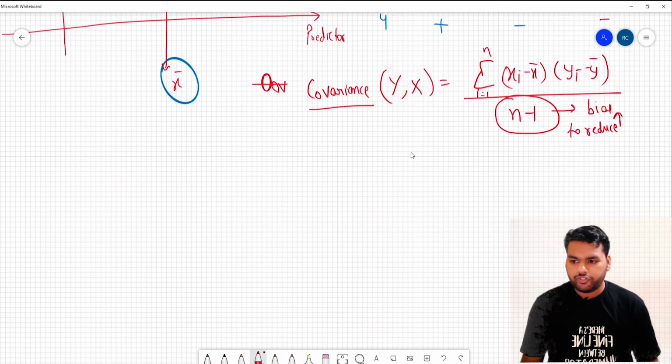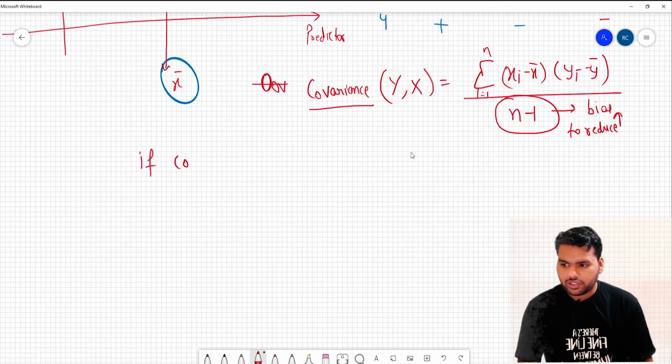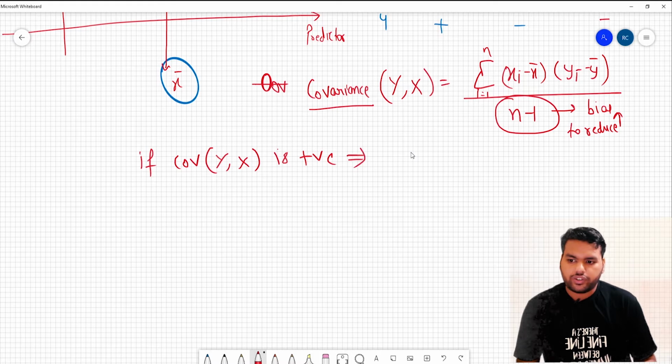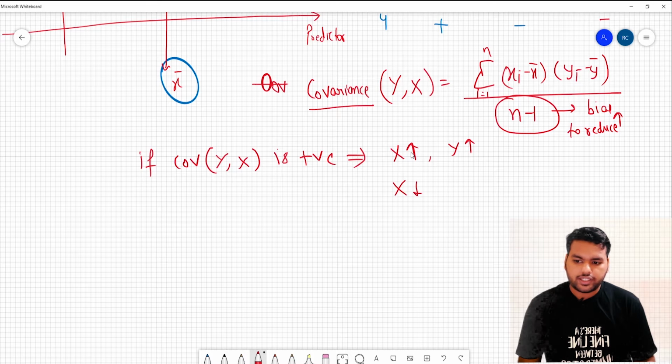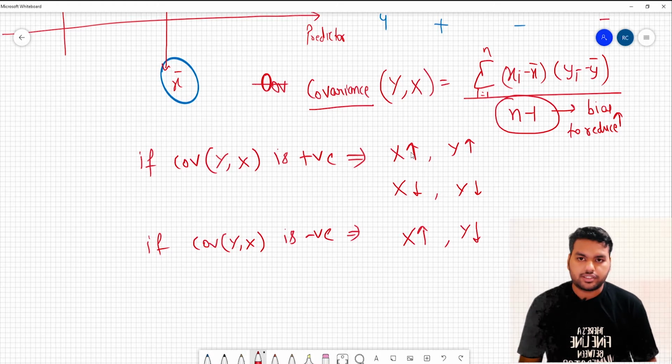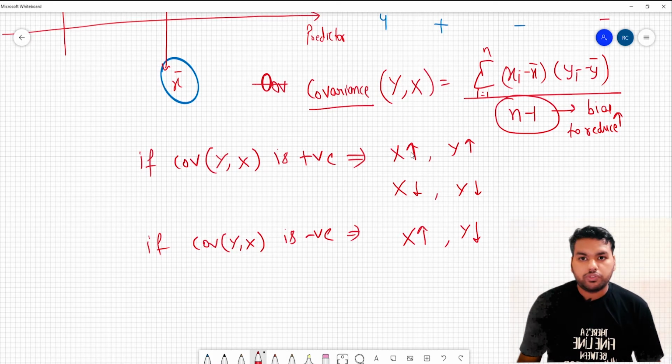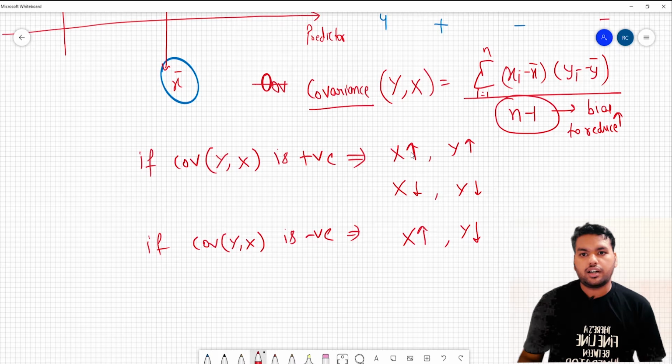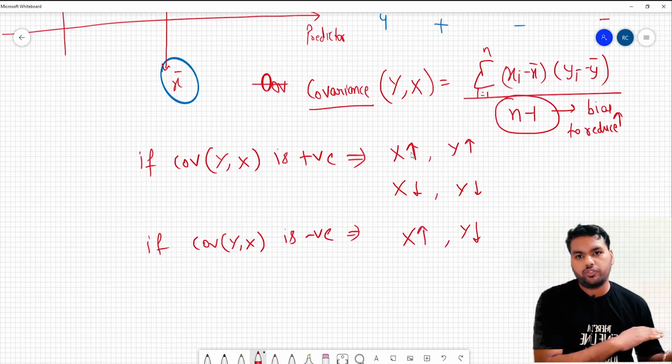So if the covariance of y and x is positive, that means what? If x is increasing, y is also increasing. If x is decreasing, y is also decreasing. If the covariance is negative, then if x is increasing, the other random variable y decreases, and the same vice versa. So with the help of the covariance, we can determine how x varies with respect to y.